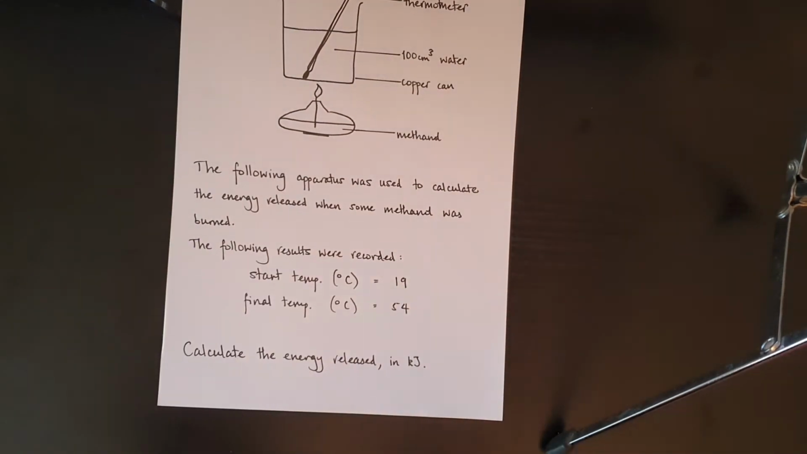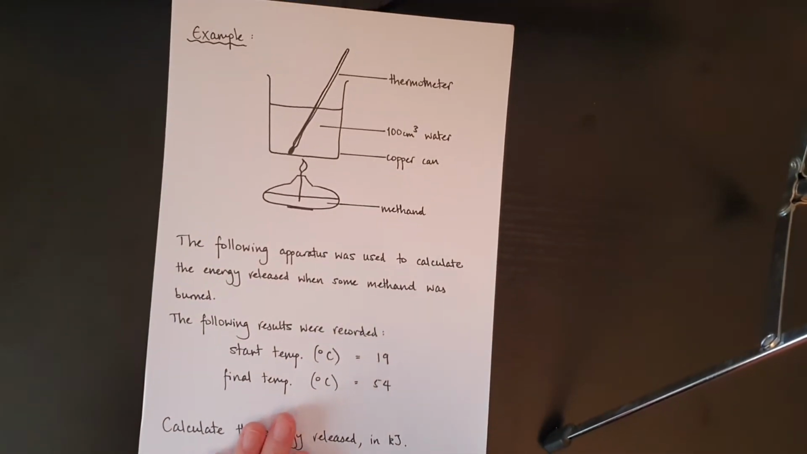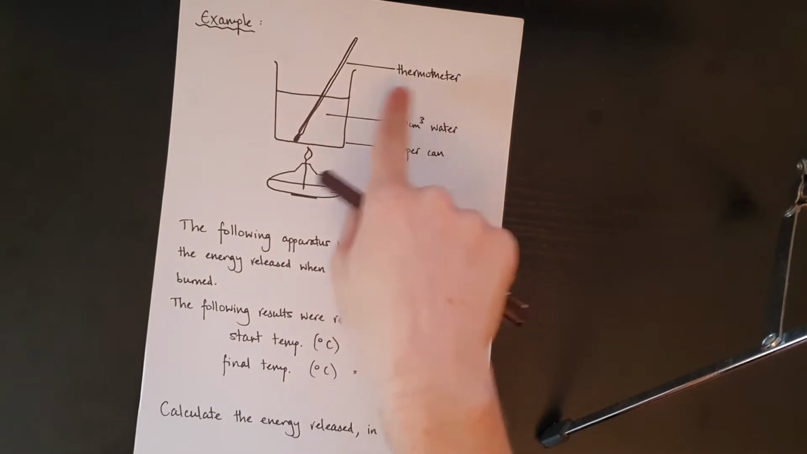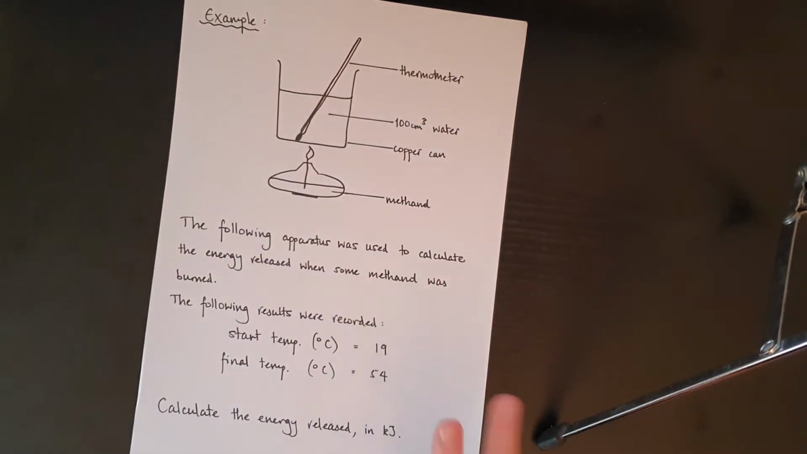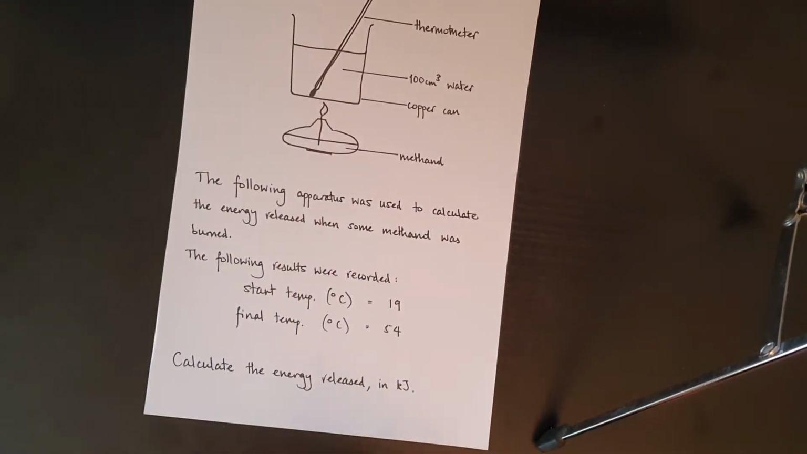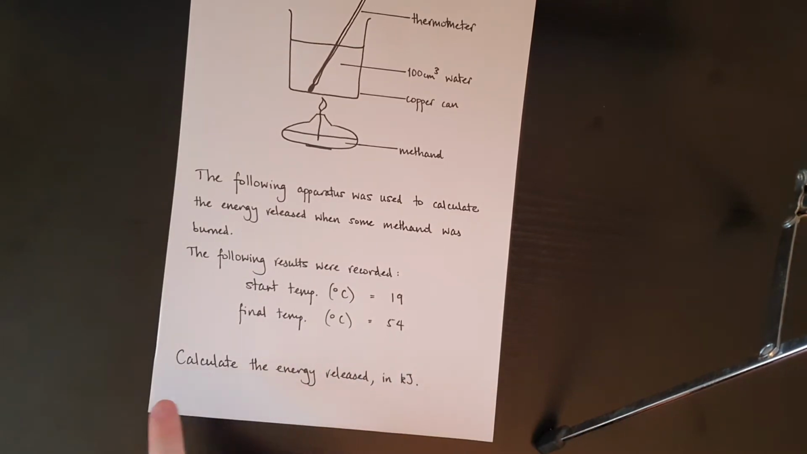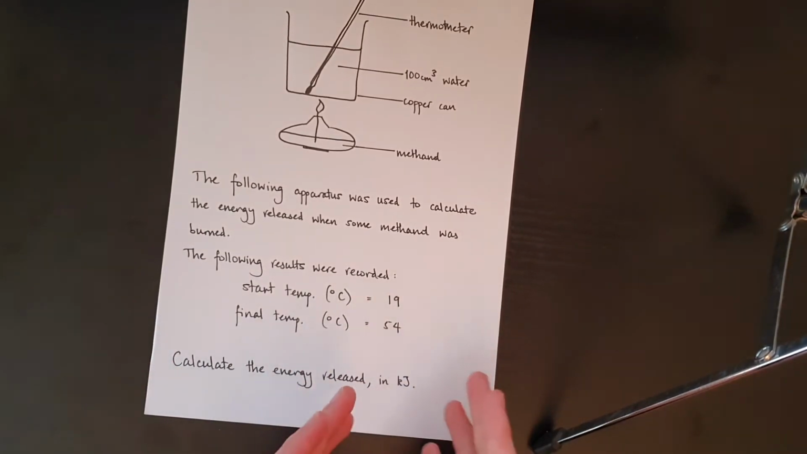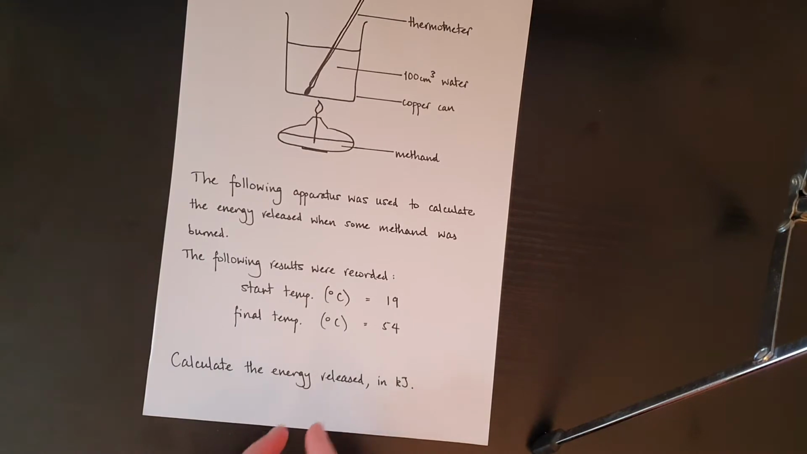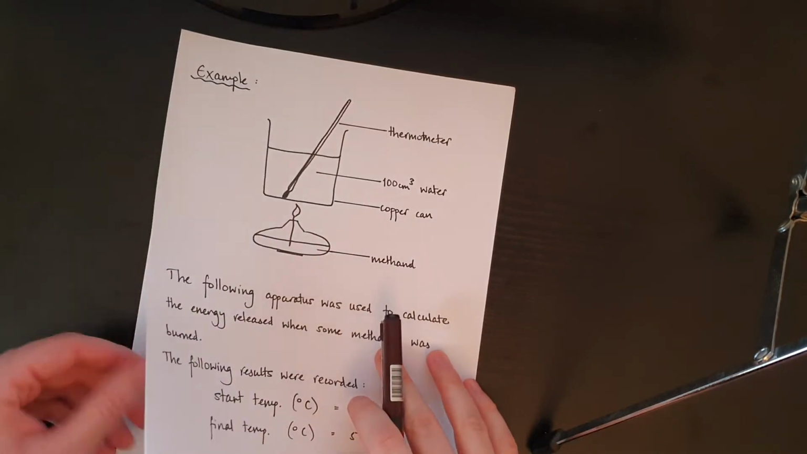So a couple of things to point out here. One, we're going to have to use information from the diagram because there are values given. And two, we know it's a calculation specifically because there's that magic word. It will always say calculate X. In this case, X being the energy released. So let's have a look at how we would lay that out and how we would figure out an answer.